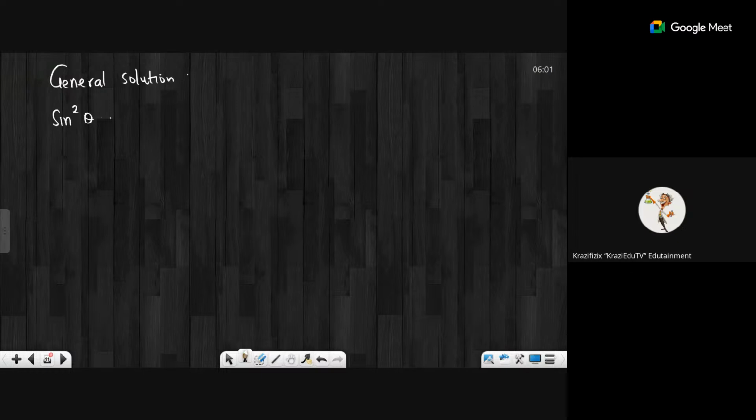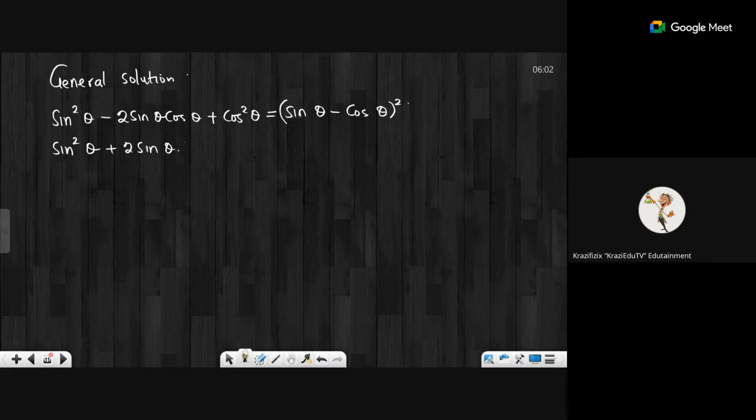Sine squared theta minus 2 sine theta plus cos squared theta. These are trinomials that are not very common. Actually, sine theta minus cos theta also. Right? If I have this, this is cos squared theta, sine theta. Okay, and then you can square root both sides of the equation. Remember to use plus or minus.